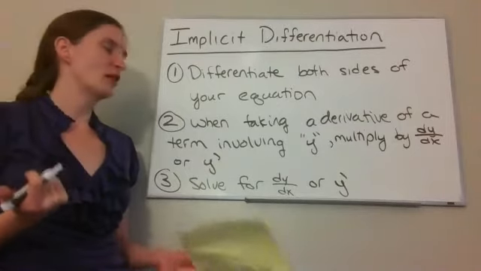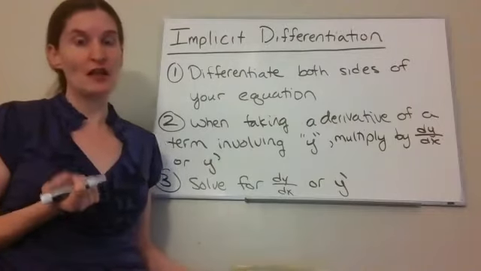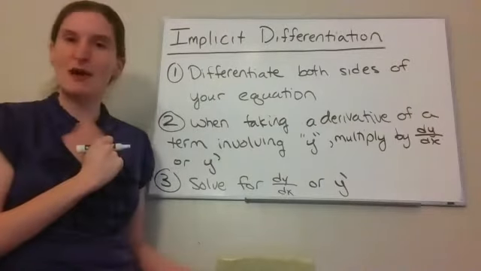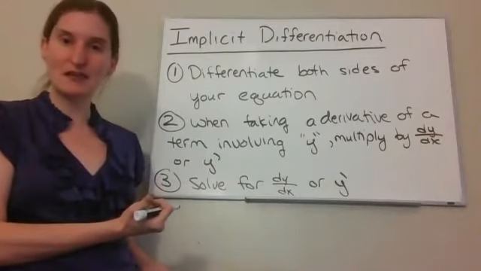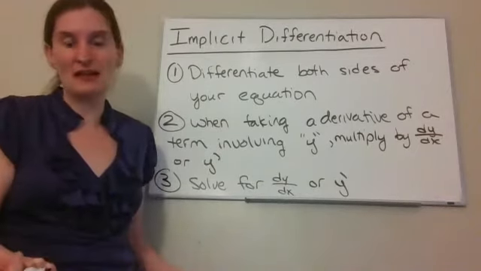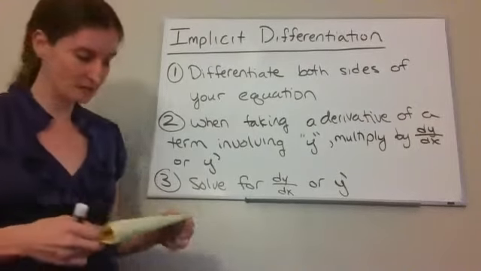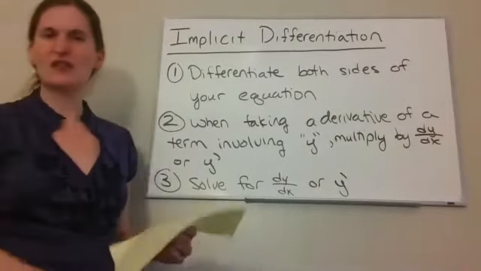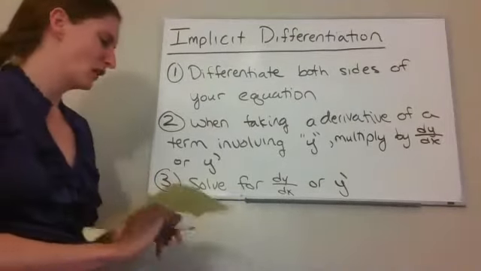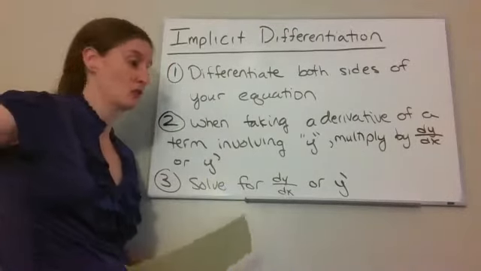So when you take the derivative of the y's, that's like the derivative of the outside function. And when you multiply by dy dx, that's representing multiplying by the derivative of the inside function. It's just that we don't know exactly what that derivative is. We will solve for that in step 3. So this really is still our chain rule. It's just kind of messed up. So let's go ahead and just do a bunch of examples because it's the best way to learn how to do this.